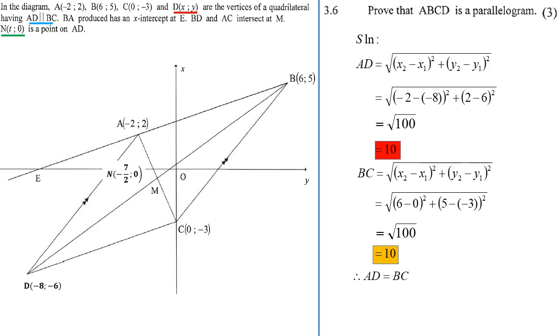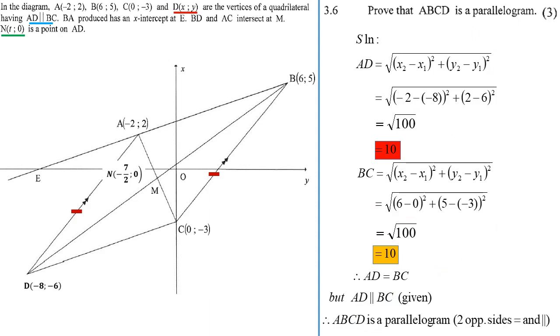Now it means AD is equal to BC. But we know that AD is parallel to BC because it's given. Here it is, it's given. AD is parallel to this. That is what we know. So they are equal and they are also parallel. Therefore, this is a parallelogram. So therefore ABCD is a parallelogram.